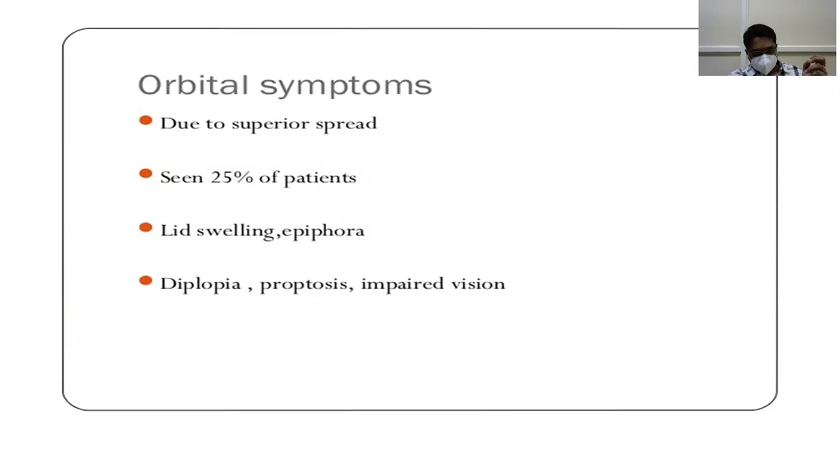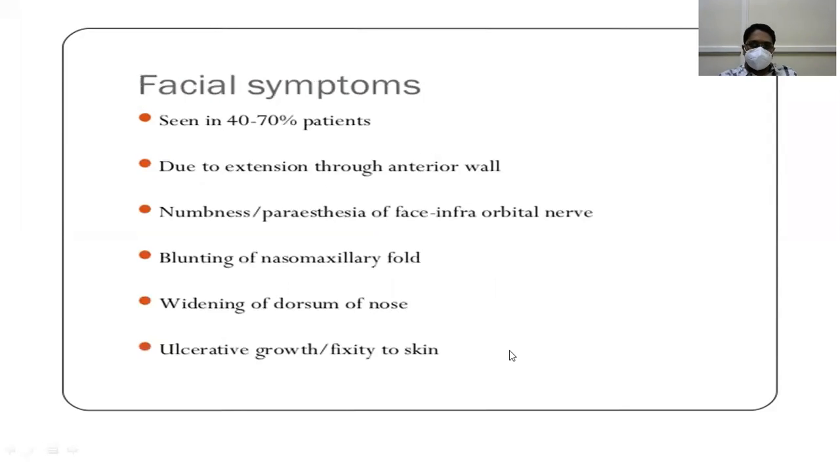What are the orbital symptoms? Orbital symptoms are because of superior spread, seen in 25% of the patients. There is lid swelling, epiphora, and the other features are diplopia, proptosis, and impaired vision.